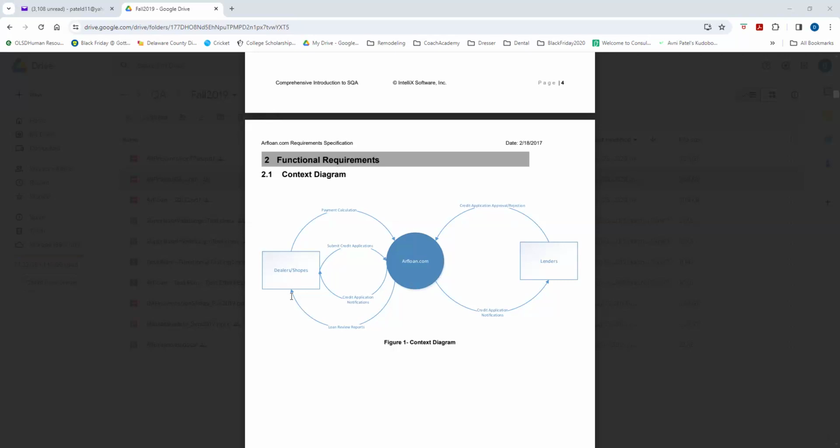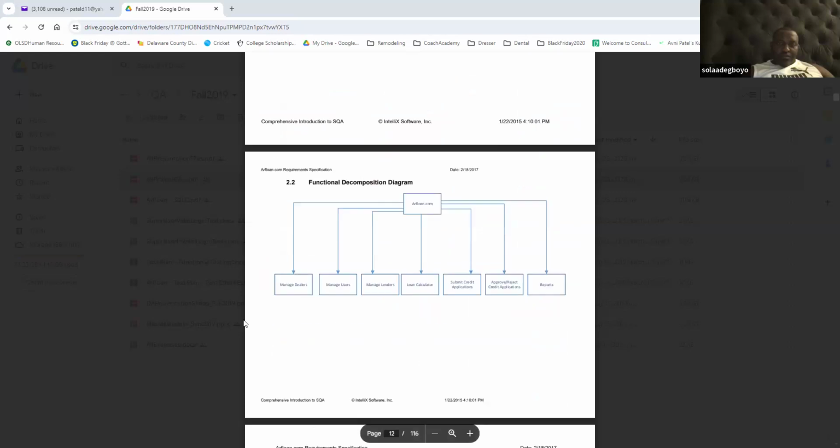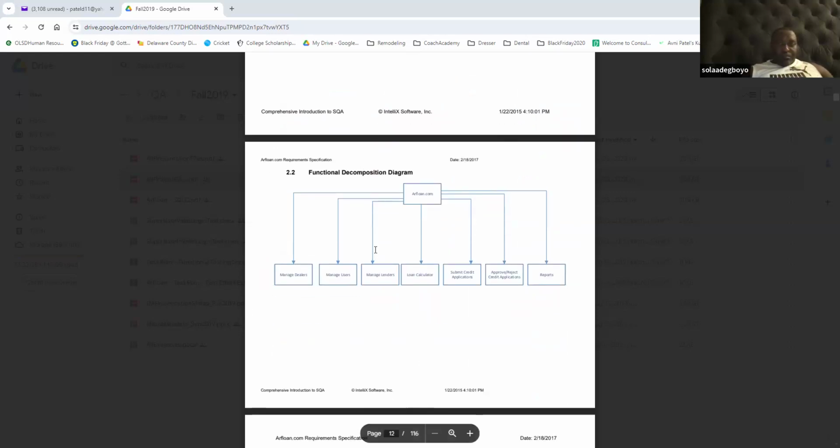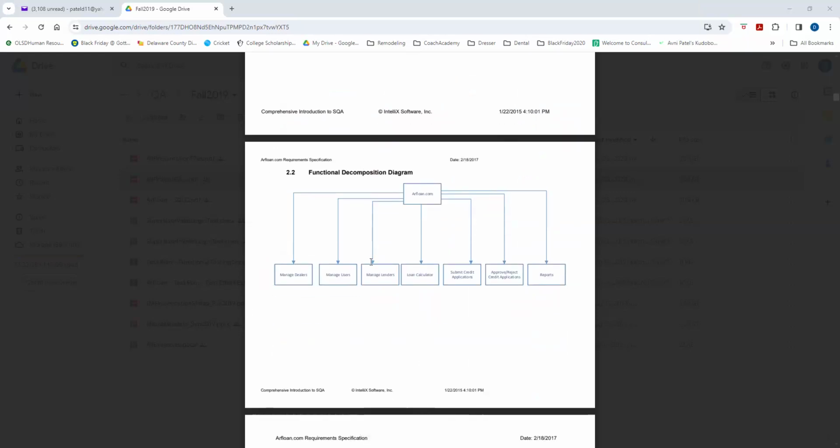Okay, any questions? Okay, no. Then this one is essentially giving you how the various functions are going to be formed within the Arfloan, right? So it's a functional breakdown, or a functional decomposition view, that Arfloan has these 7 capabilities.